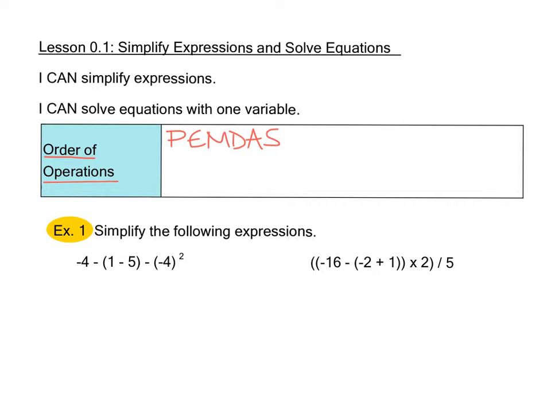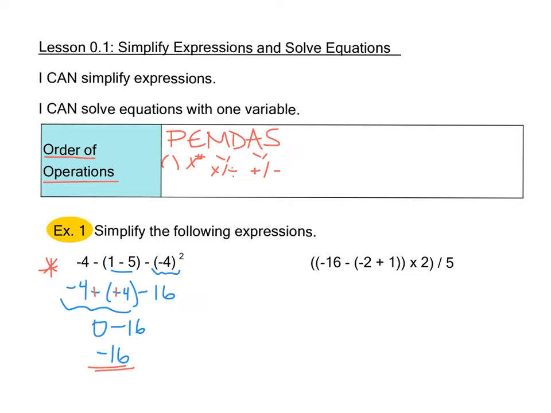P stands for parentheses. E stands for exponents. M and D stand for multiply or divide from left to right. And A and S stand for add and subtract. Following these steps will help us simplify the expressions below. Take a moment and simplify that first example. Pause the video and see if you can determine what that result will be. Then press play and see how you did.